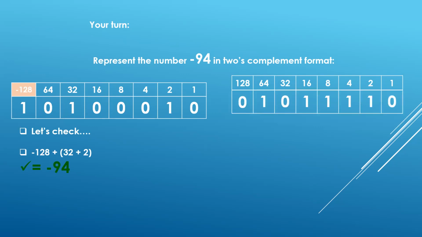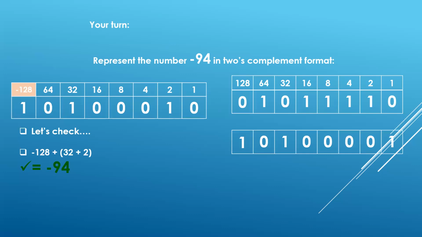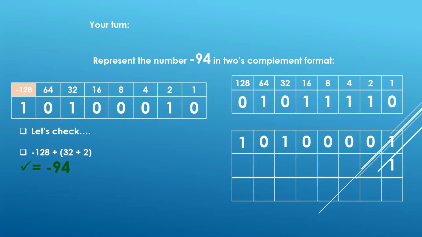Now let's do it with the other method. We are doing it by finding out the value for 94. Then we are going to flip the bits. We are going to add 1.